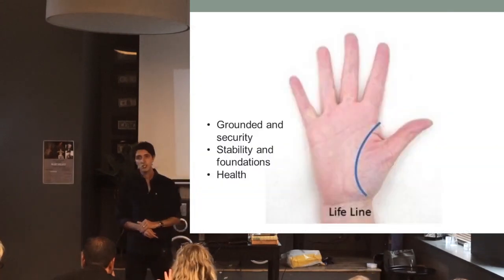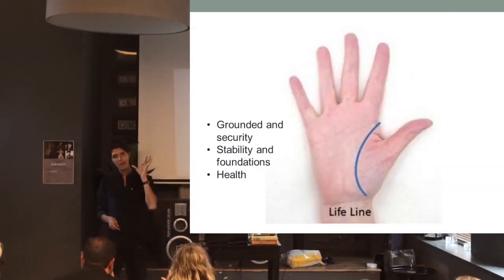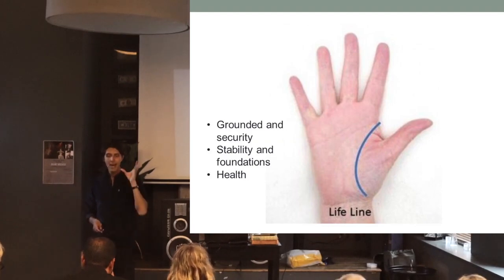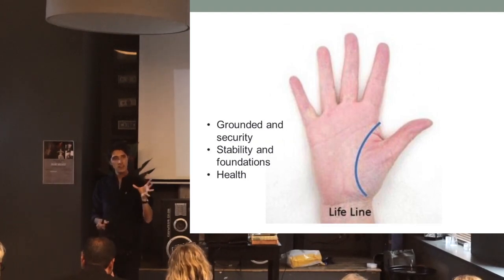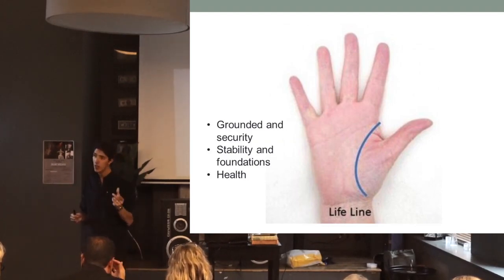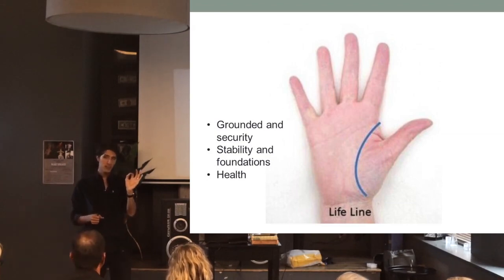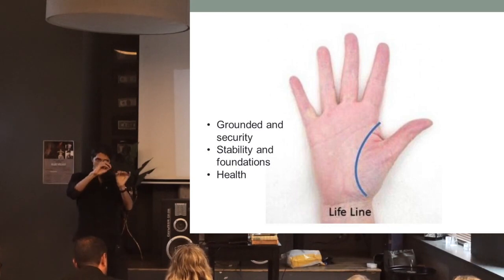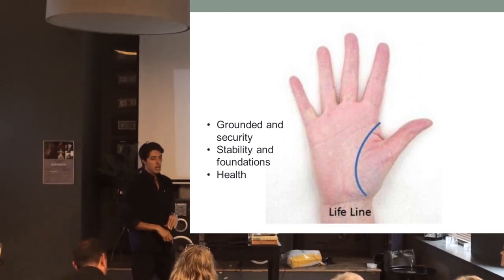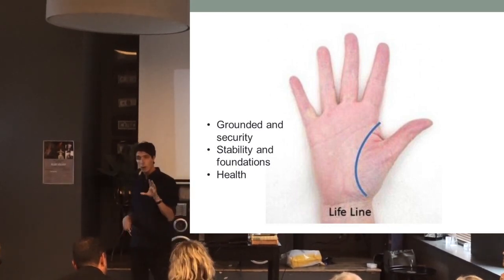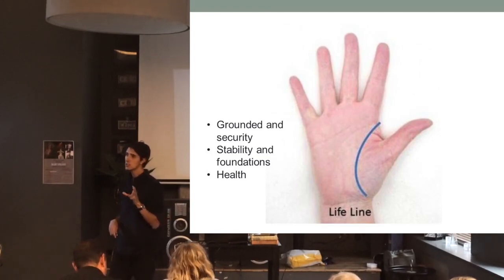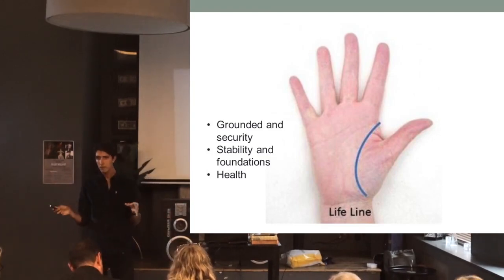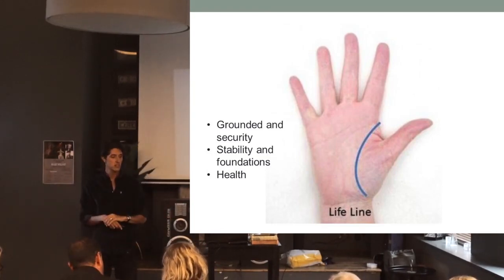So the lifeline shows how grounded, how rooted, how stable, how secure somebody is. This is what we're looking at when we're measuring the lifeline. We're looking at quality, we're looking at length, we're looking at breaks, we're looking at lines cutting through it. So it's the overall image of the hand. The lifeline does relate to health to some degree, but it does not relate to the length of life. Big, big misconception. I'll show you some examples of this.